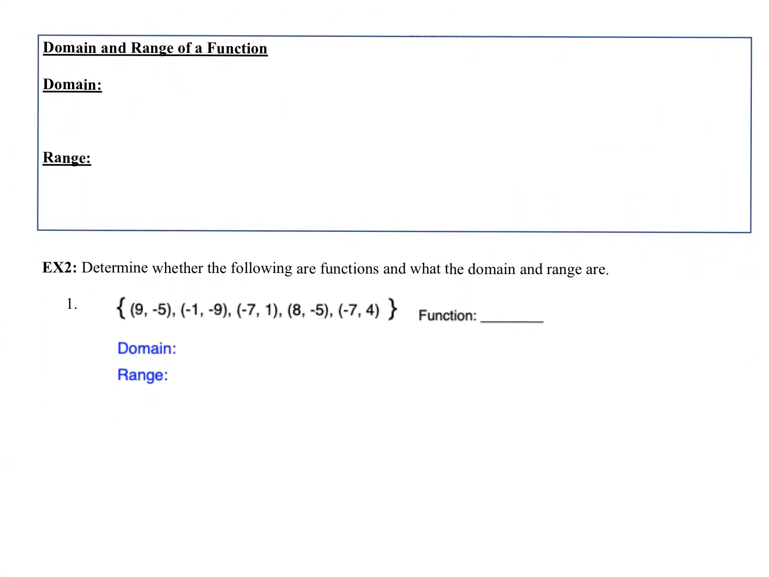Now let's take a look at something called the domain and range of a function. The domain and range usually refers to the x and y values. So the domain is talking about all the x values that can be used. Now this is a pretty loose definition. If you want the main definition from the book, feel free to go ahead and read your book for this section. And then the range is all the y values that can be used.